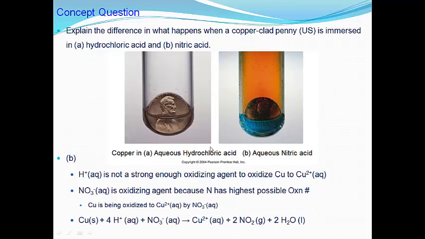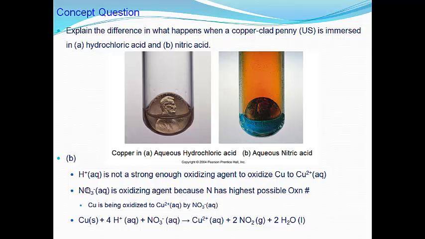When we look at the one with nitric acid, however, we don't need to go to the activity series now. What we look at here is what are the ions in solution. So we're seeing H plus and we're seeing NO3 minus. We know that H plus is not a strong enough oxidizing agent to cause copper to form copper 2 plus. So it obviously has to be the nitrate.